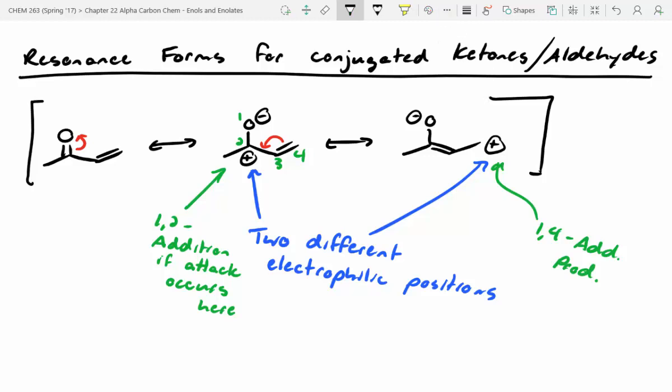I just call them 1,4 addition products. Yeah, or conjugate addition adducts. Adducts are typically used for Lewis acid-base pairs, not for nucleophilic attacks.